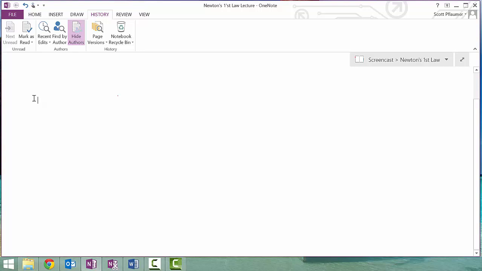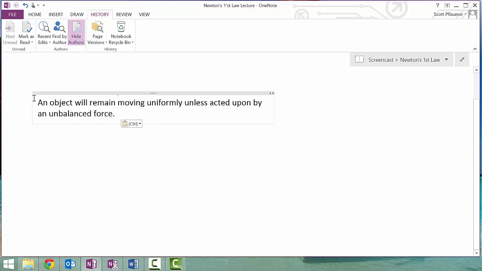The version of Newton's first law that I prefer is: an object will remain moving uniformly unless acted upon by an unbalanced force. Let's take a second and construct that statement. First, it says the object is moving uniformly, and that means at a constant velocity, unless acted upon by an unbalanced force.